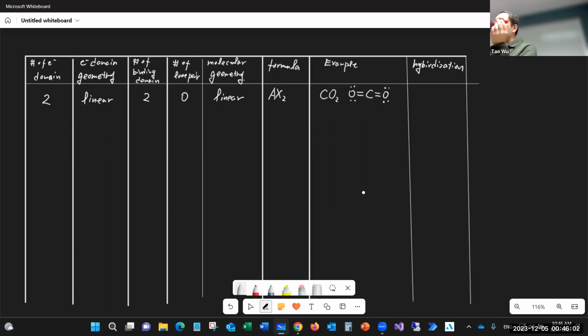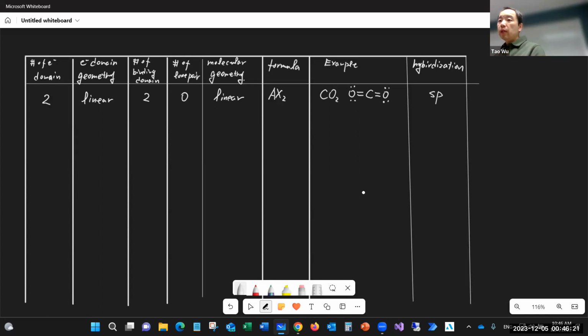Okay. If we talk about hybridization, that's going to be sp hybridization. Don't worry about what that is, just write it down. We will talk about it later. So that's it. This is only for two electron domains.